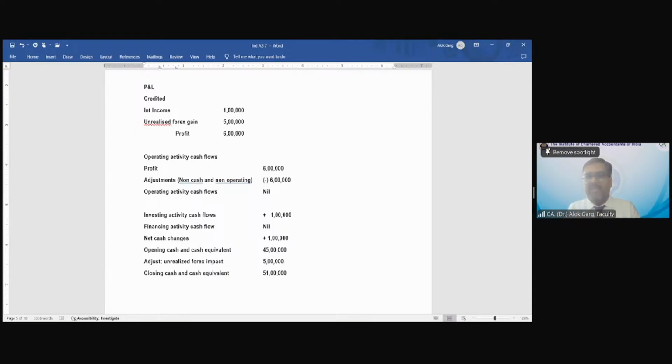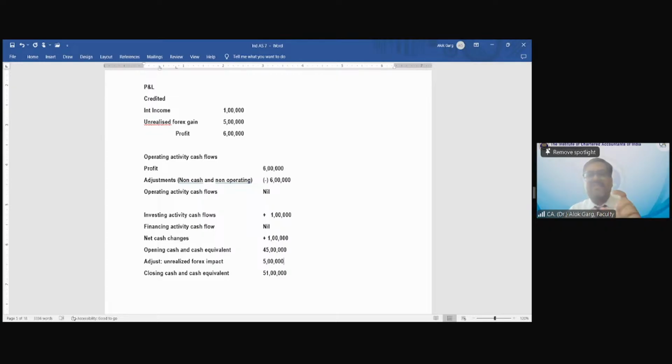5 lakhs. So whenever there is an exchange element in the foreign currency cash flow, in the foreign currency cash and cash equivalent, this unrealized forex impact on the foreign currency cash and bank balance has to be shown separately this way. Okay. In this question, while the question was only asking about your forex impact on the cash and cash equivalent, I have shown you the P&L, the entire cash flow statement, and then the reconciliation.